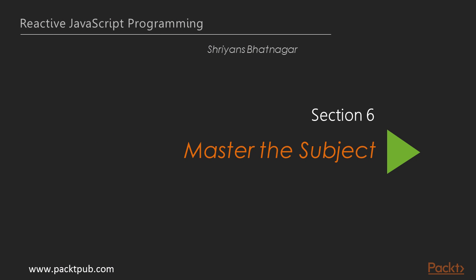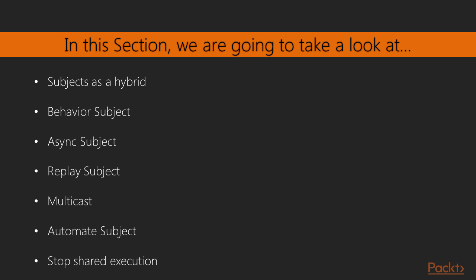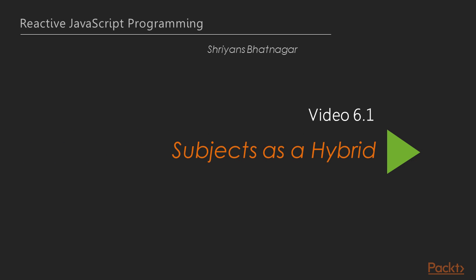So welcome to the third section of this volume, Master the Subject. This section is going to be all about subjects. We'll see what subjects are and how they act as a hybrid. We'll then see a variety of subjects like behavior subject, async subject, and replay subject. We'll then learn about multicasting and how to automate subjects. And then finally, how to stop a shared execution. So let's start with our first video, subjects as a hybrid.